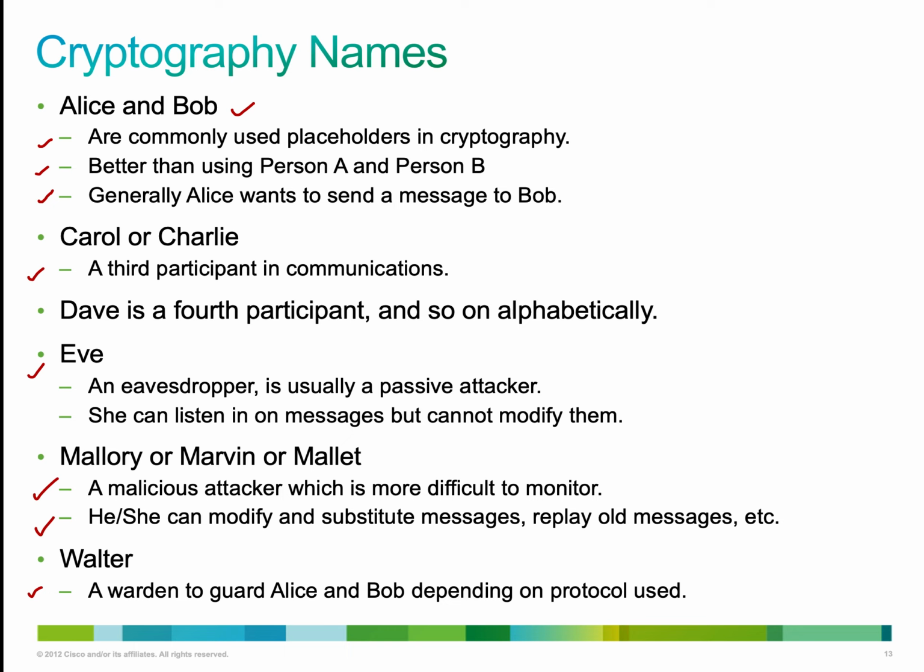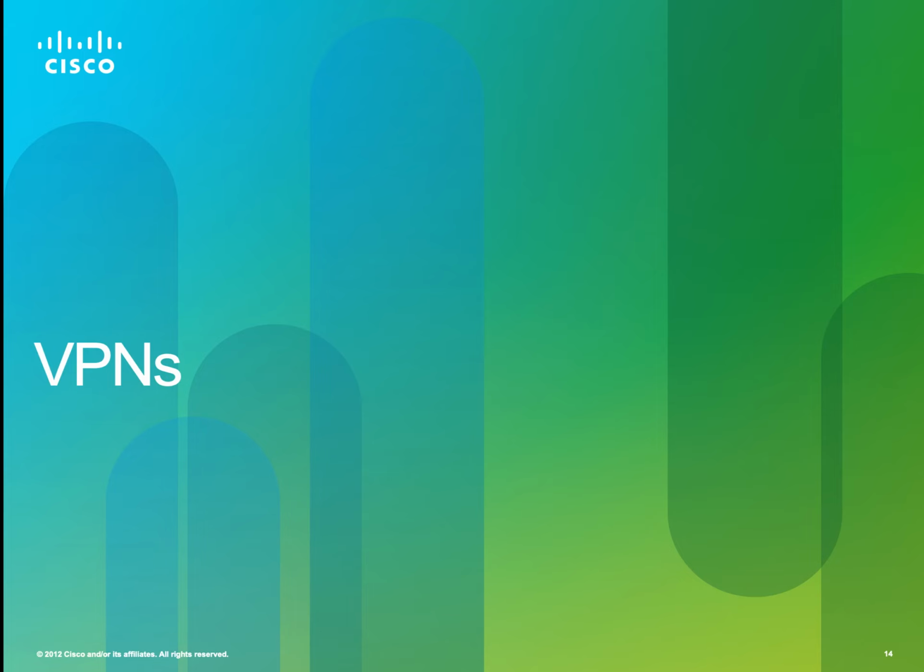Then there is Walter, who is used to guard Alice and Bob depending on the protocol that they use. So these are the names that I use. Now let's go to the VPN proper.